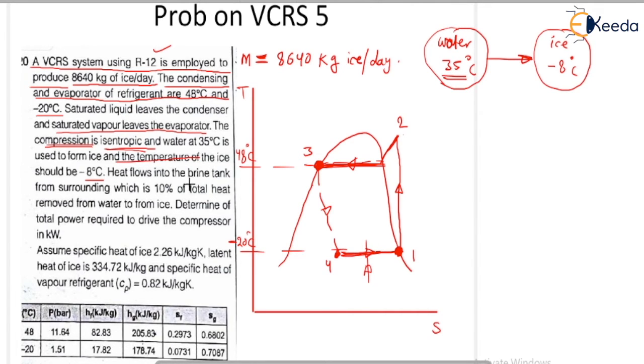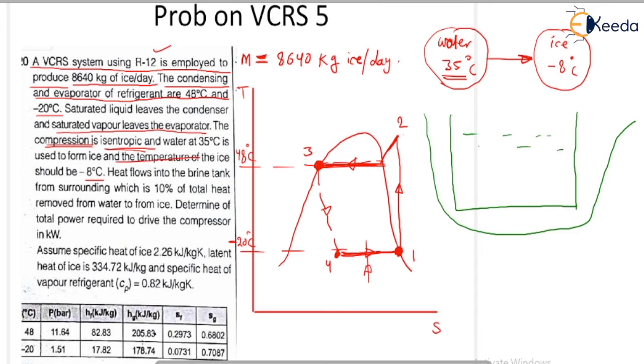Heat flows into the brine tank. First of all, we have to understand what the brine tank means. You dig the earth's surface like that, take a bucket, and fill it with brine. Now here you have to apply your evaporator, from point 4 to point 1. This is your evaporator.